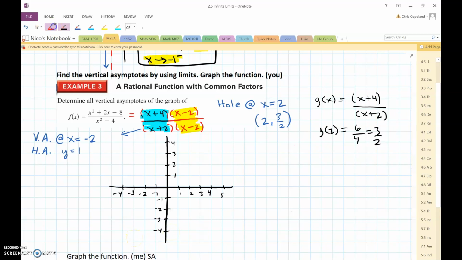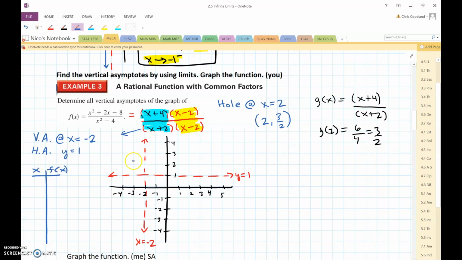Alright, so let's graph the vertical asymptote at x equals -2. Let's graph the horizontal asymptote at y equals 1. And now let's see how this graph is going to look. We're going to see how this graph is going to look by doing a table. So let's start over here somewhere. Let's start off when x is -3.